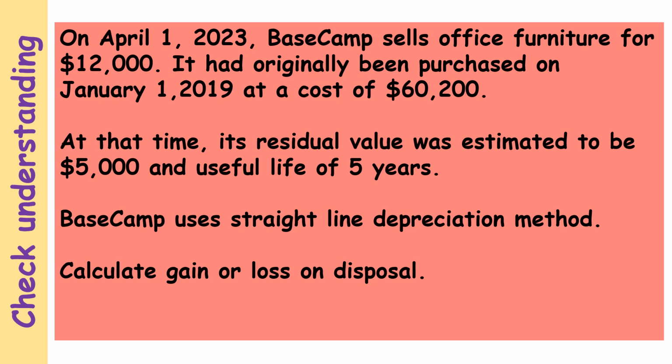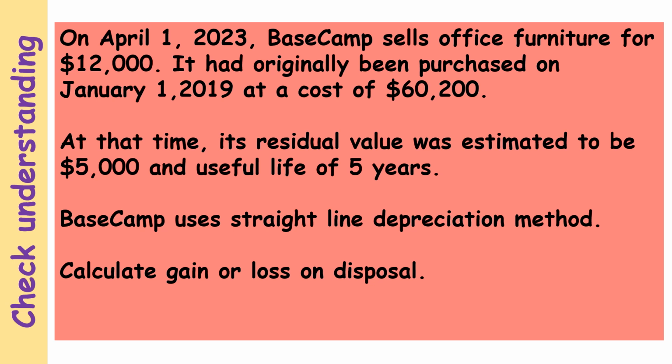Again, we are going to look at the cash received, which is $12,000, minus the net book value, which is again not given, but we can calculate it by taking the cost of the asset, $60,200, minus the accumulated depreciation, which again is not given, but we can calculate that. Since the business uses the straight line method, the formula is to take the cost of the asset, 60,200, minus the residual value, which is 5,000, and divide that by the useful life of 5 years given to us in the question. This will give us depreciation for 1 year.